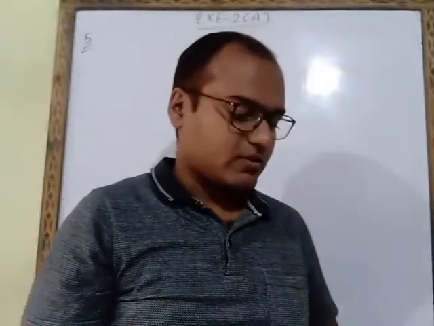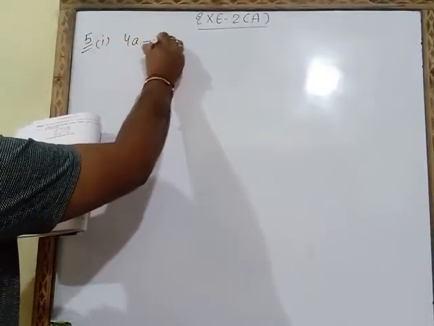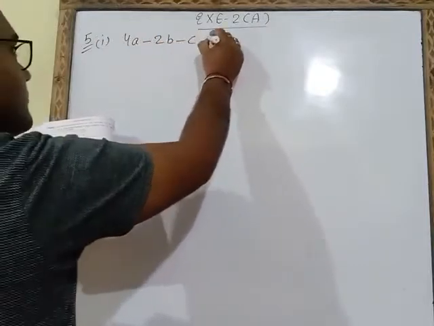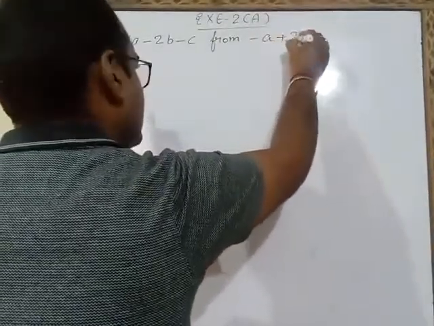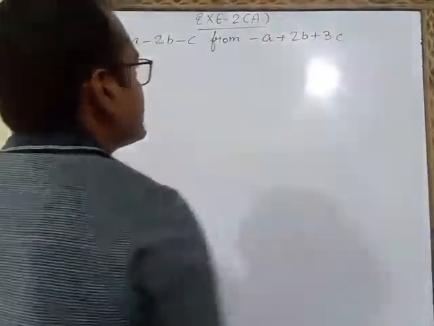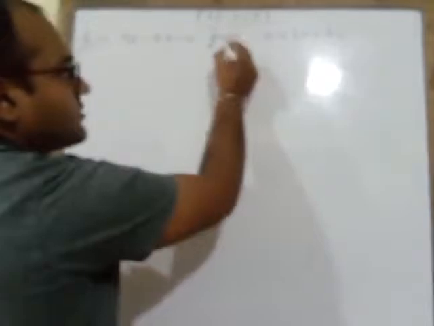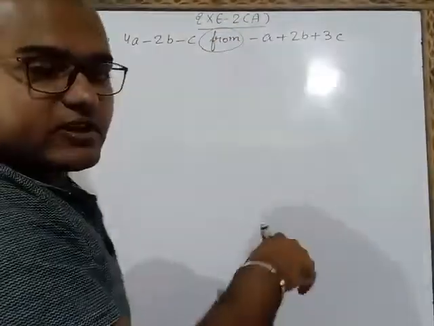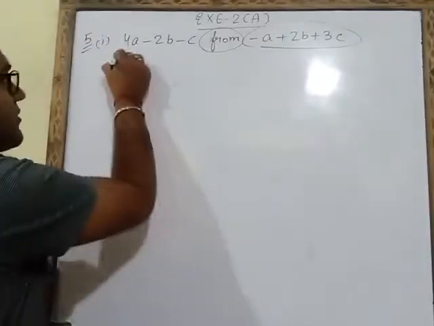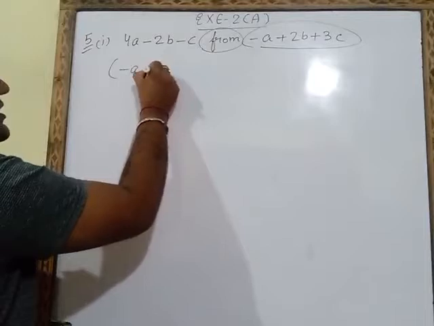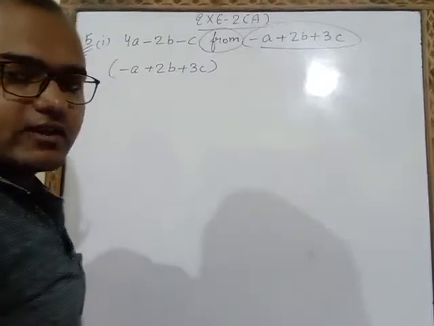Subtract: the first part is 4a minus 2b minus c from minus a plus 2b plus 3c. So we have to subtract these two, and the rule for subtraction is that from is written, so the number which is written after from, we have to write first. So in one bracket we will write this number first, minus a plus 2b plus 3c. So this algebraic expression we have to write here in the first bracket.